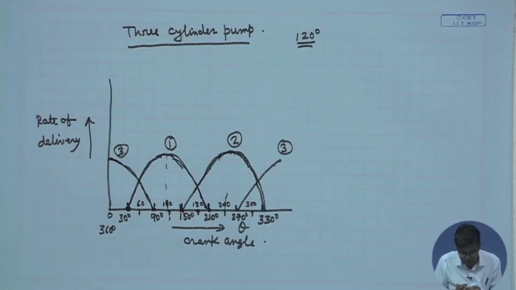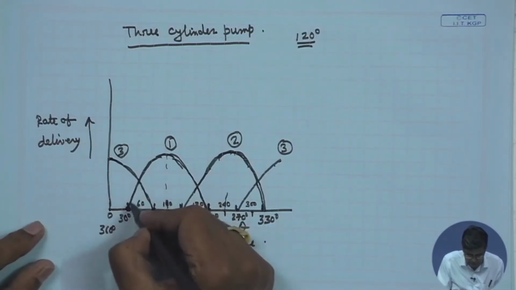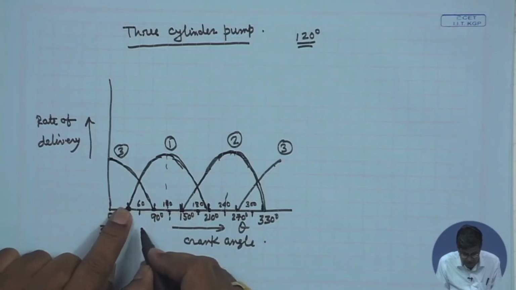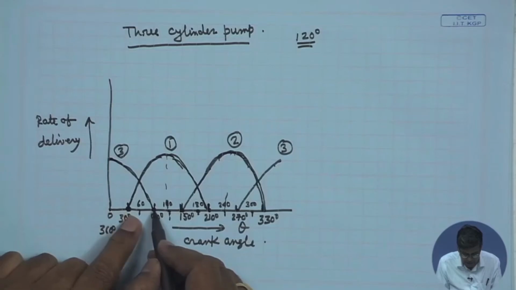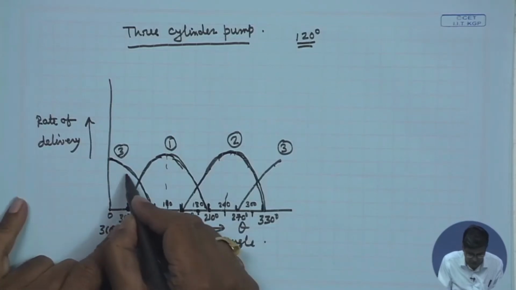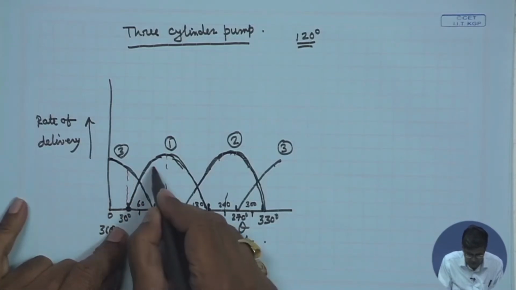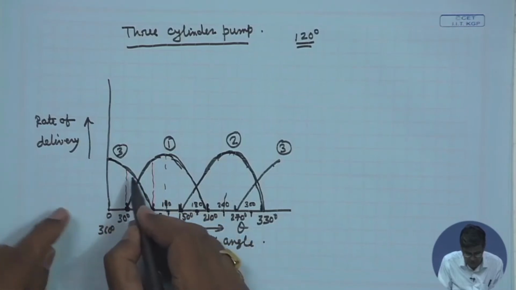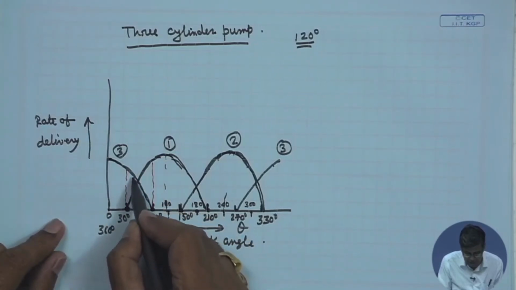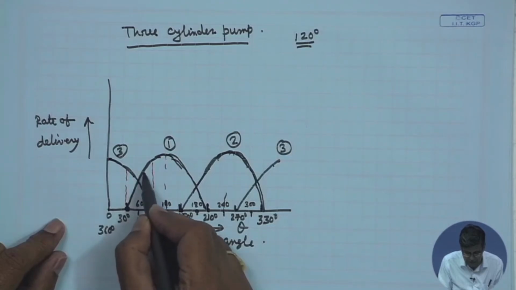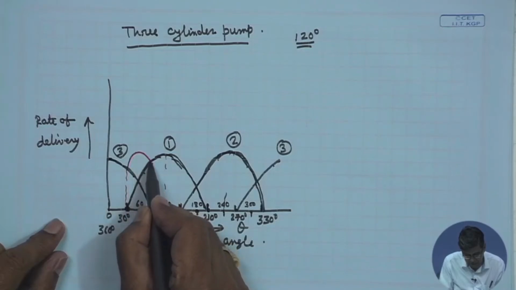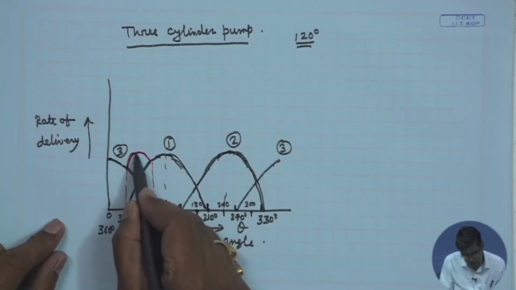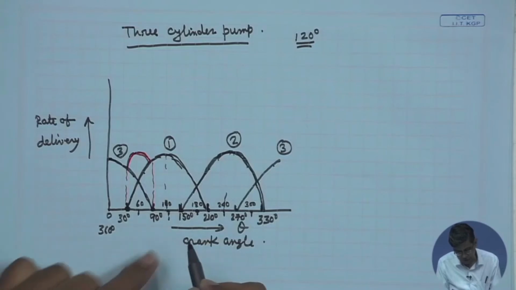If you see this, from 30° to 90° there is an overlap. In this part, the discharge of cylinder 3 will be added to the discharge of cylinder 1, and if you add this, it will be like this. Sorry, my drawing is not very good.